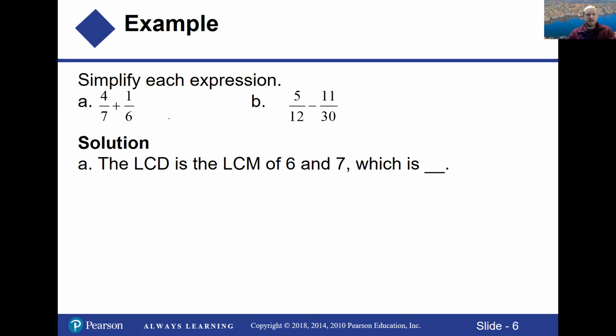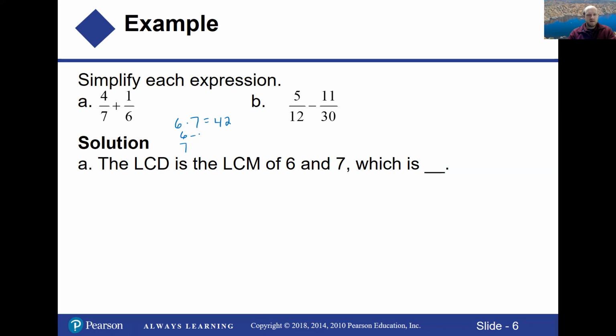Okay, well, one way to get a common multiple, and this is just a little trick: we know that 6 times 7 is 42. Okay, so that's definitely going to be a common multiple. Is it the least? Well, actually, yes, it is.